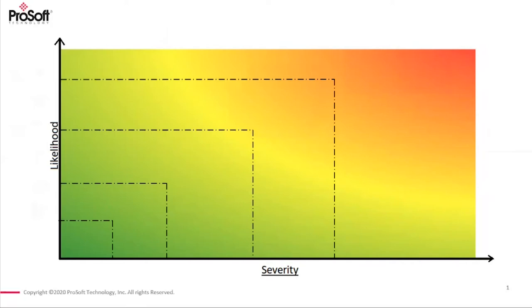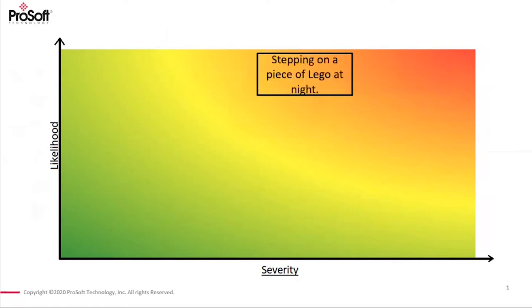Say you buy your 8-year-old son a box of Legos. The likelihood of you stepping on a Lego while going to the bathroom at night is high. While it's not deadly, it does hurt as hell. So I would sit it somewhere there on a likelihood severity chart. Once you know its position on the likelihood severity chart, you can now put controls in place to move it from where it is to where having Legos is safer.